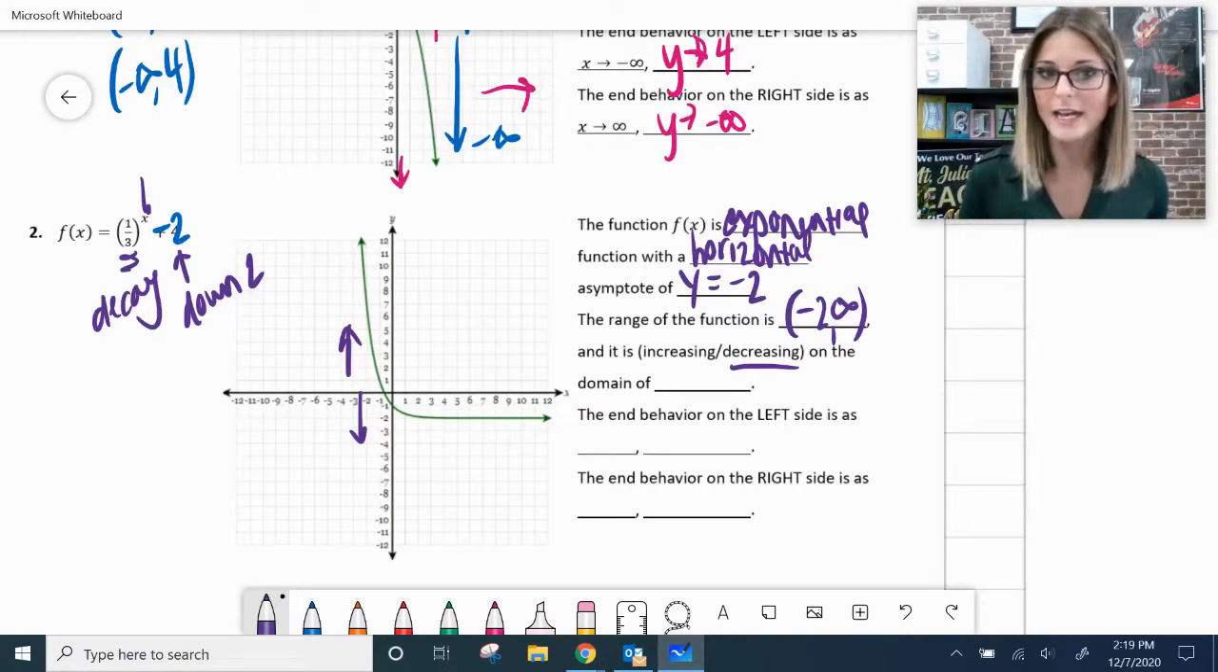It started off high, it's going down, decreasing. On the domain of all real numbers, negative infinity to positive infinity. Your domain is all real numbers for every exponential function.